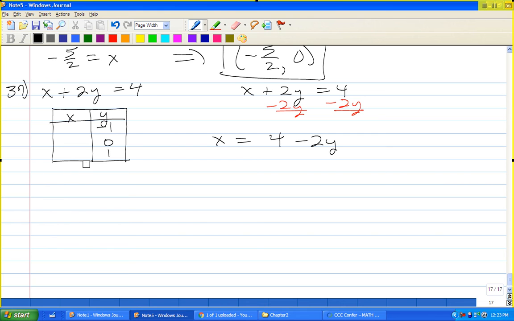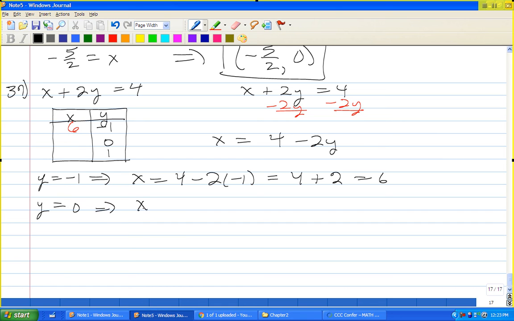So to figure out what happens when y equals negative 1, I have x is equal to 4 minus 2 times negative 1. Negative times negative is positive. 4 plus 2 is 6. So we have here 6. Let's plug in y equals 0. So x is equal to 4 minus 2 times 0. 2 times 0 is 0. 4 minus 0 is 4.